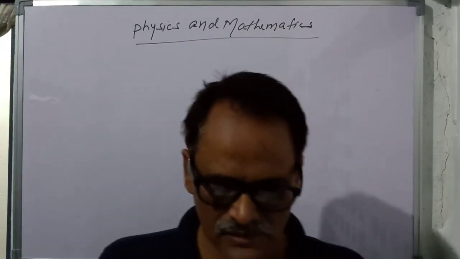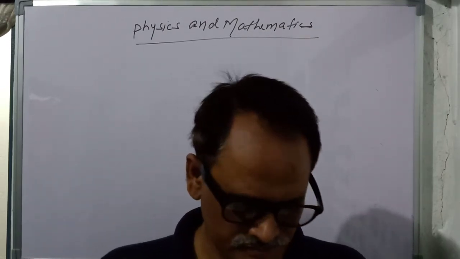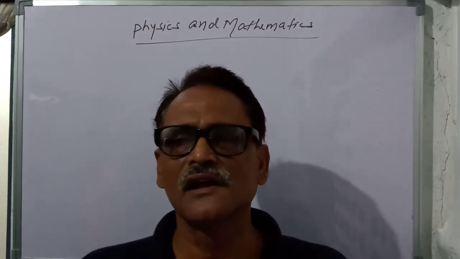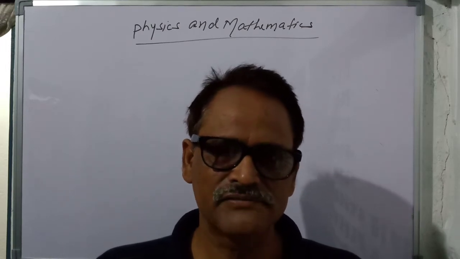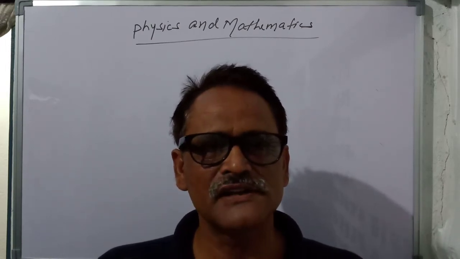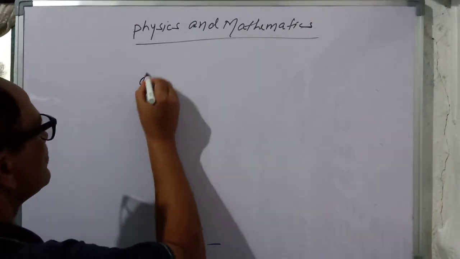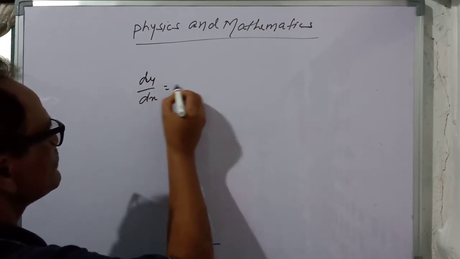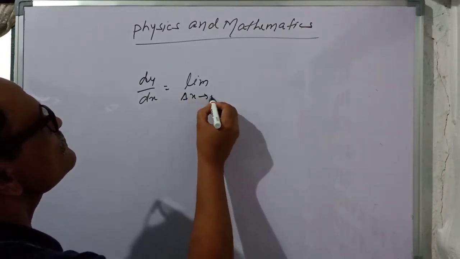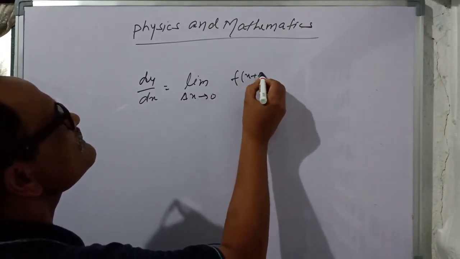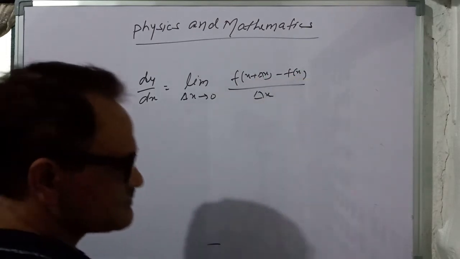Students, now I am going to discuss the differential coefficient. In the previous class, I discussed how to get the differential coefficient by the first principle, or we can say by the definition, that is dy by dx is equal to limit delta x tends to 0 of function x plus delta x minus function x, divided by delta x.